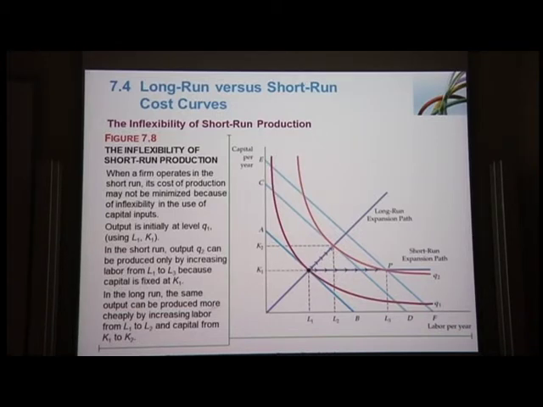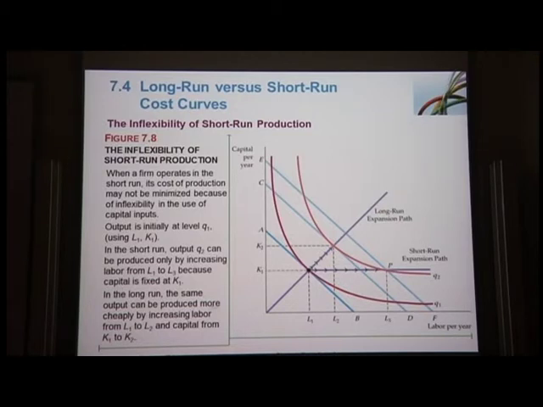Then if you look on the vertical axis, remember capital is fixed in the short run, so that's why it's a horizontal line. So you will see that the short run expansion path is actually horizontal. It starts from the origin, upward sloping, and then when it reaches that point, it becomes horizontal until point P, straight, if you want to produce Q2 in the short run. It is horizontal because capital is fixed in the short run.